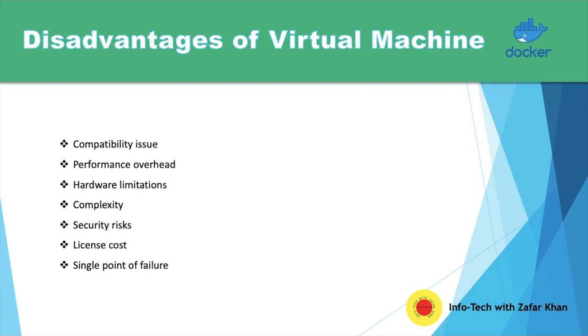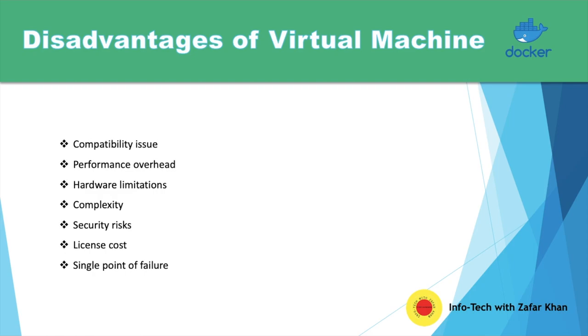The next one is complexity. Virtualization can be complex to set up and manage, especially when multiple virtual machines are involved. It may also require additional configuration and maintenance. Next one is the security risk. Virtualization can introduce additional security risks, especially if virtual machines are not properly isolated from each other and from the host machine. Malicious code running in a virtual machine can compromise other virtual machines and the host machine.